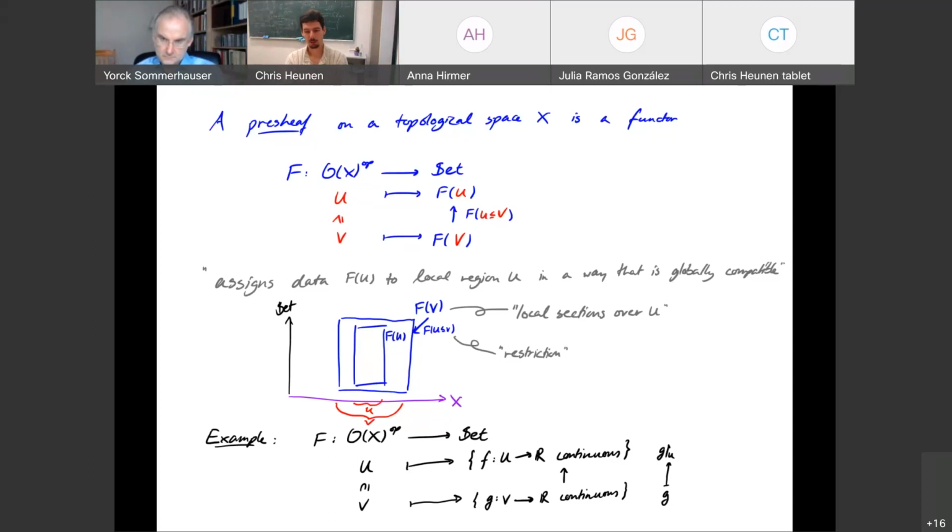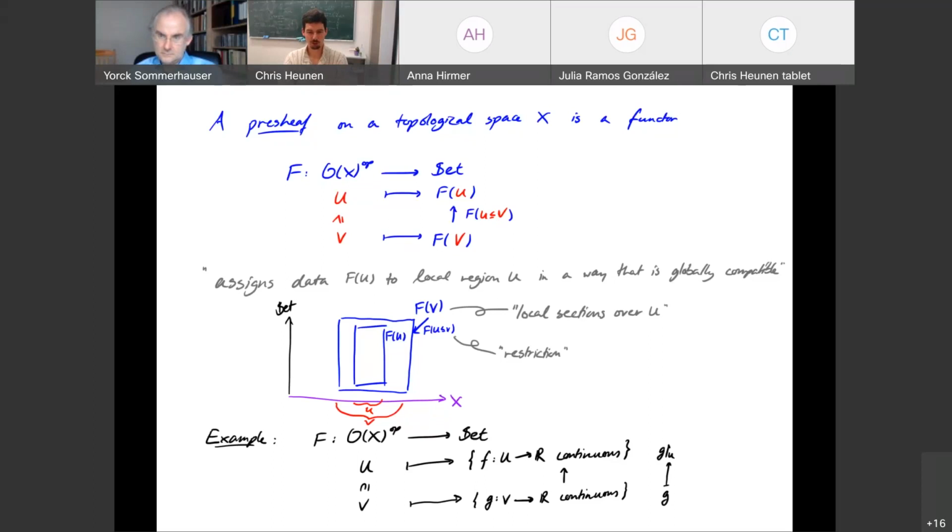And then what does the restriction map? What does the pre-sheaf do on morphisms? If U is contained in a larger open V, then I have to find a way to turn a continuous function from V to R into a function from U to R. But I can't just do that, right? Because U is smaller than V, I can just restrict that function, that local section, to be a function on the smaller open set.